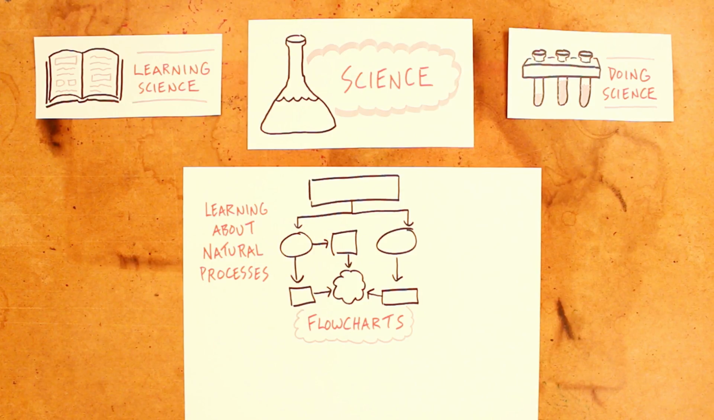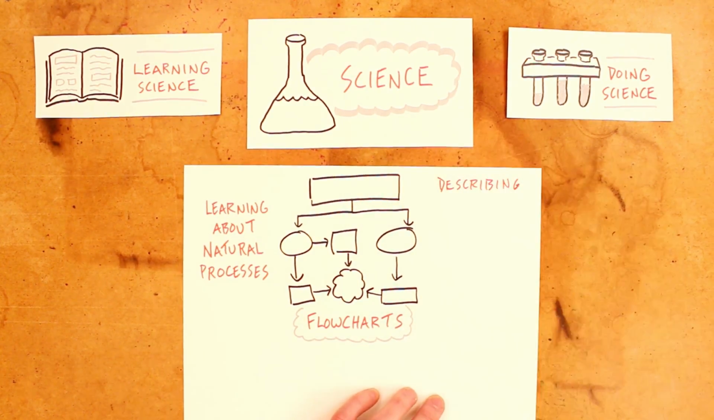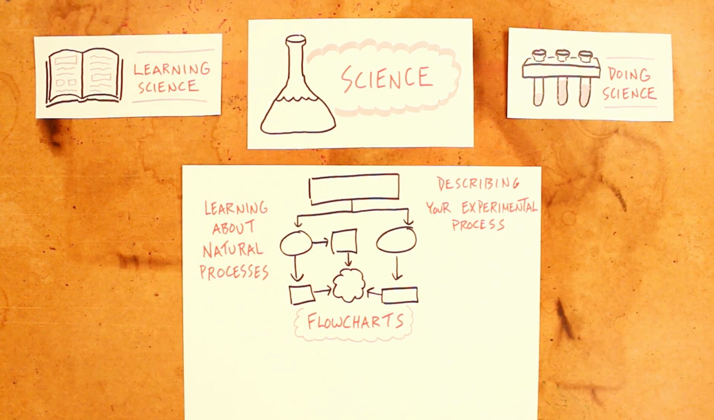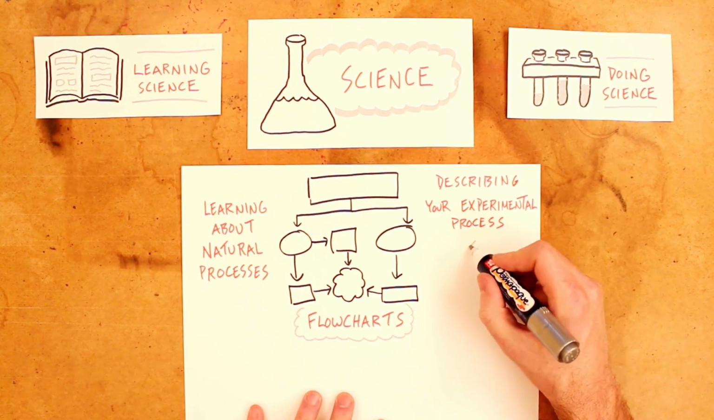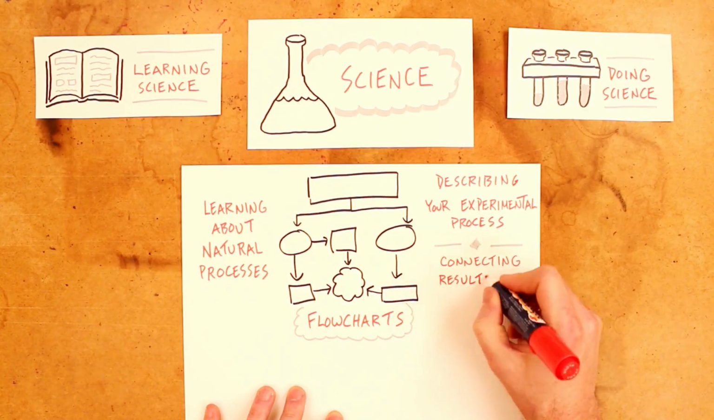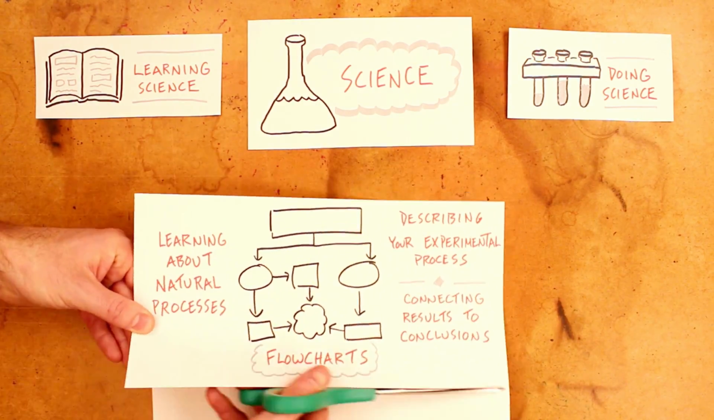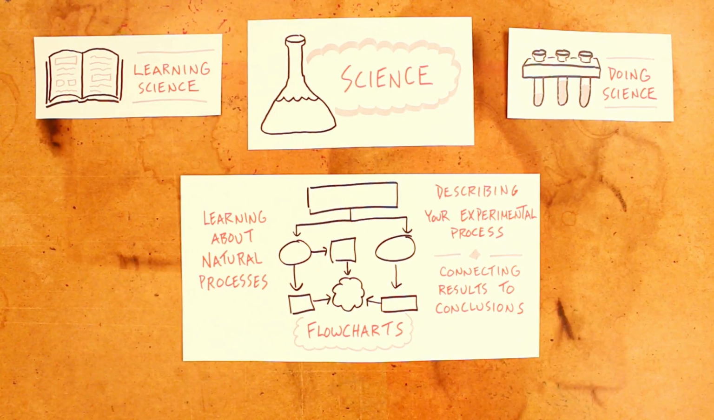When doing science, you can use a similar approach to describe your experimental process, the specific steps that you've taken as you've conducted that experiment. You might also use a flowchart to share your results and conclusions. Sometimes your conclusions might involve taking logical steps from one idea to the next, and a flowchart can help make sure that your logic is well thought out, that there are no gaps in the chain of reasoning that takes you from your observations to your conclusions.